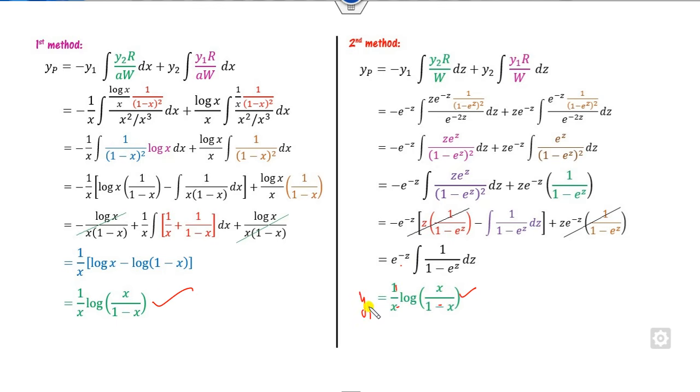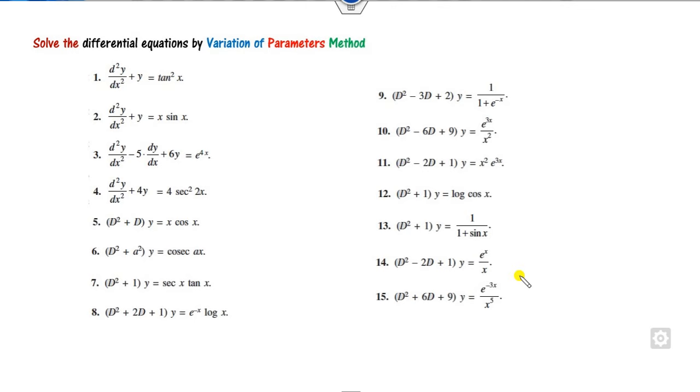So this is my yp, this is my yc, so the final answer is yc plus yp, as required. So this is the way you can solve this. These questions are exercises for you. A few questions we already described and explained. Many more are there. The rest you can try to solve yourself.